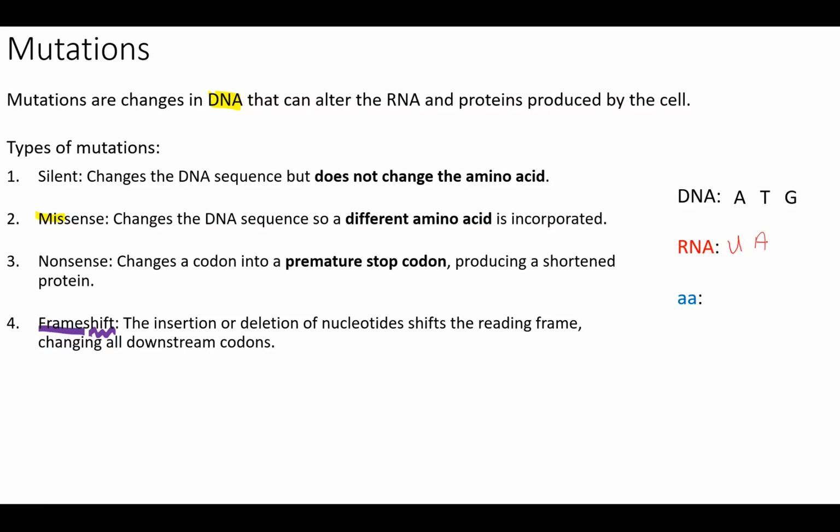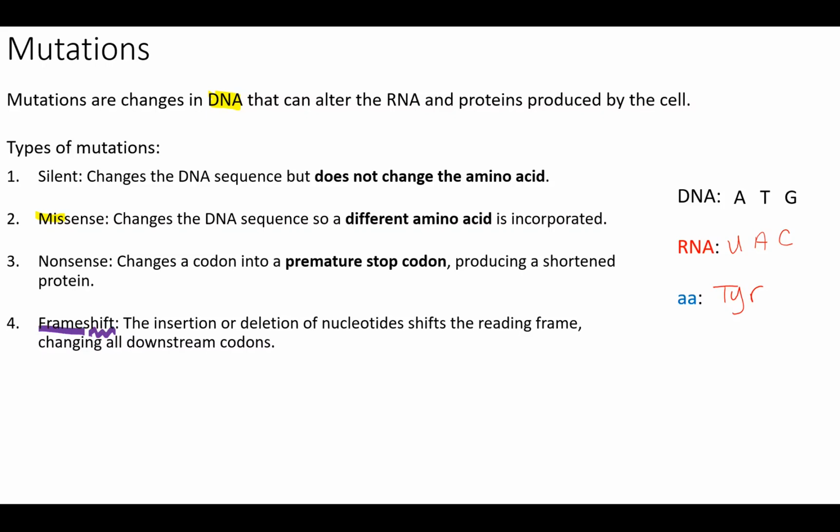T pairs with A, and G pairs with C. Okay? And if we look at our codon wheel, which I apologize, I did not put on this slide, UAC gives us the amino acid tyrosine. Okay, so that's what should have been.